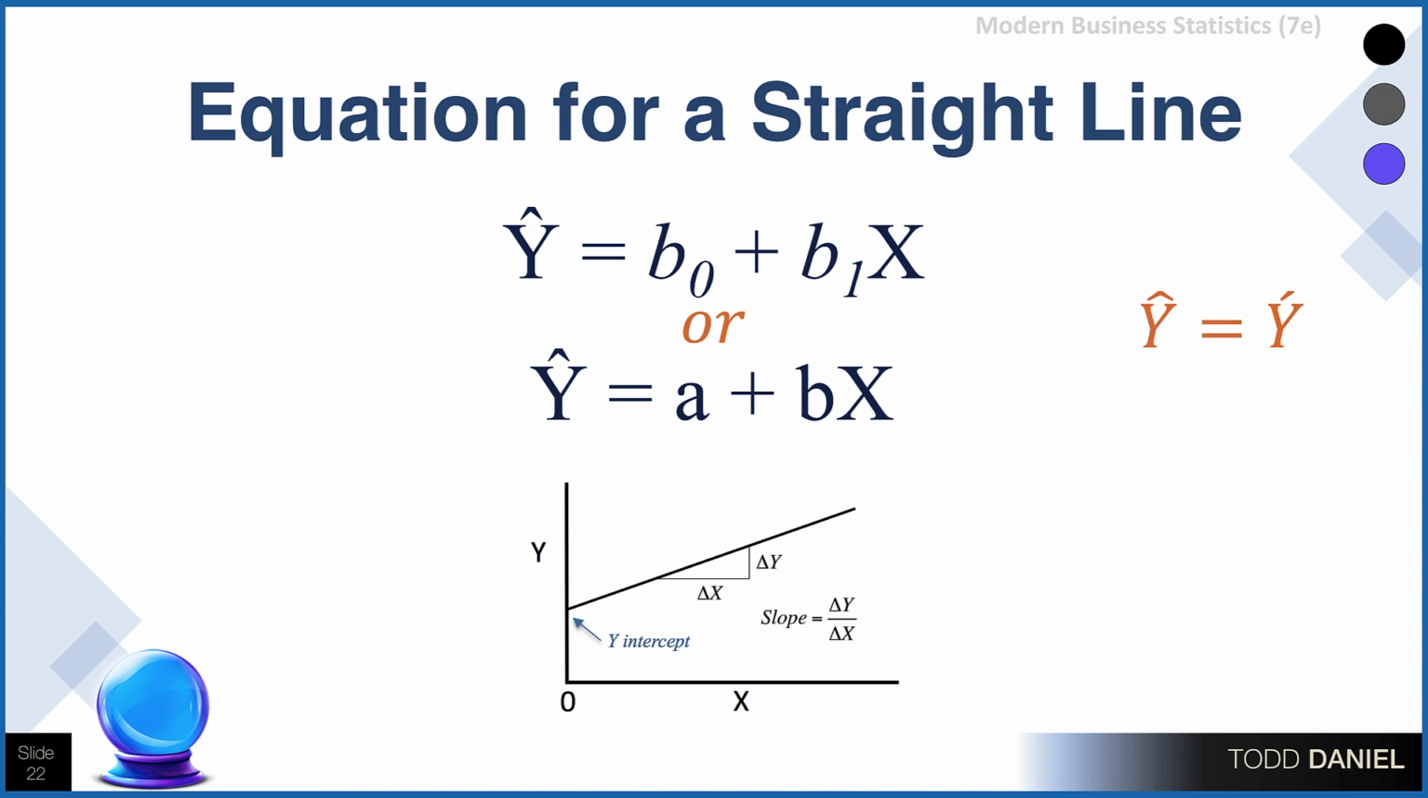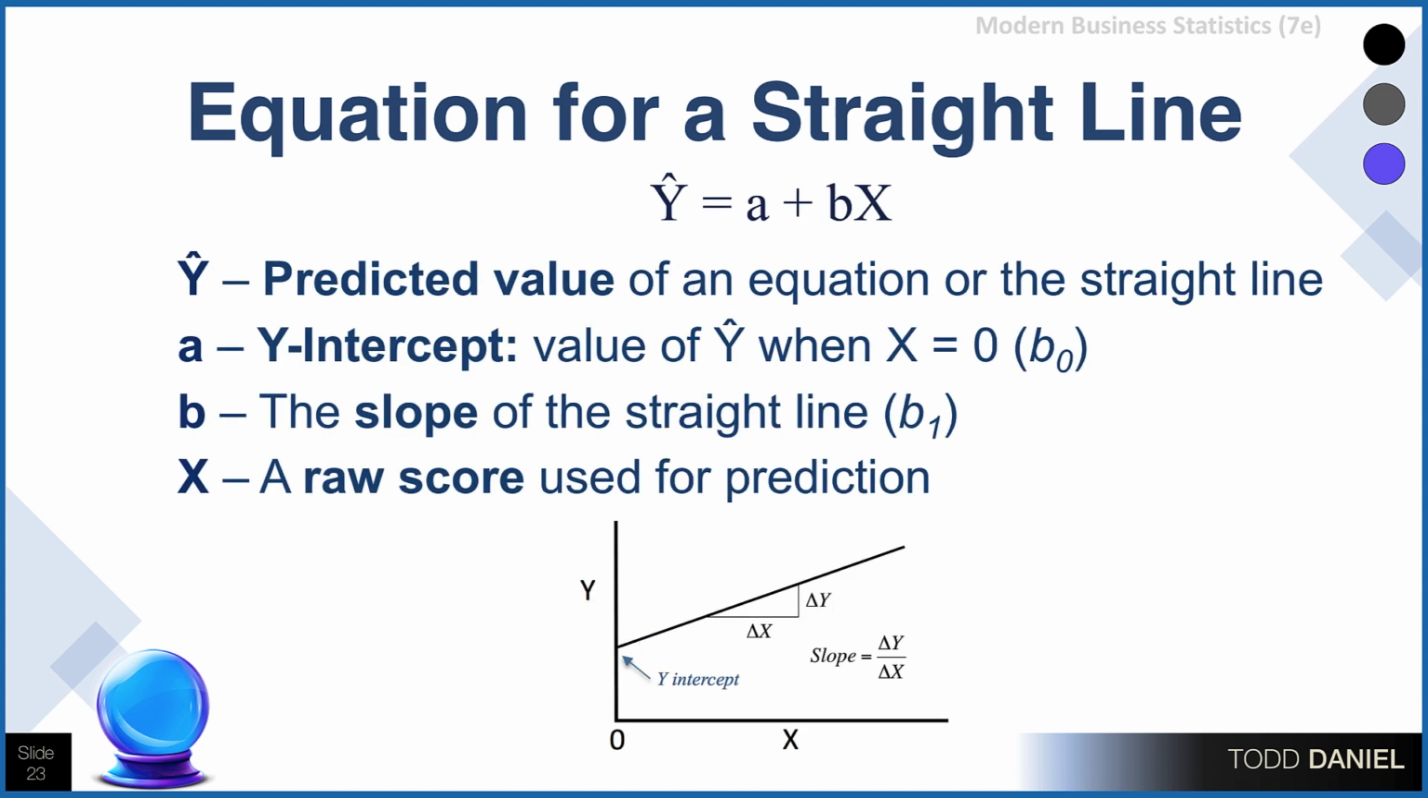I'll also mention that the Y hat is sometimes written as Y prime. Again, it always represents a predicted Y score. So the Y hat is the predicted value. That is your height that I have predicted from your age. It's a predicted value from that equation that uses the straight line.